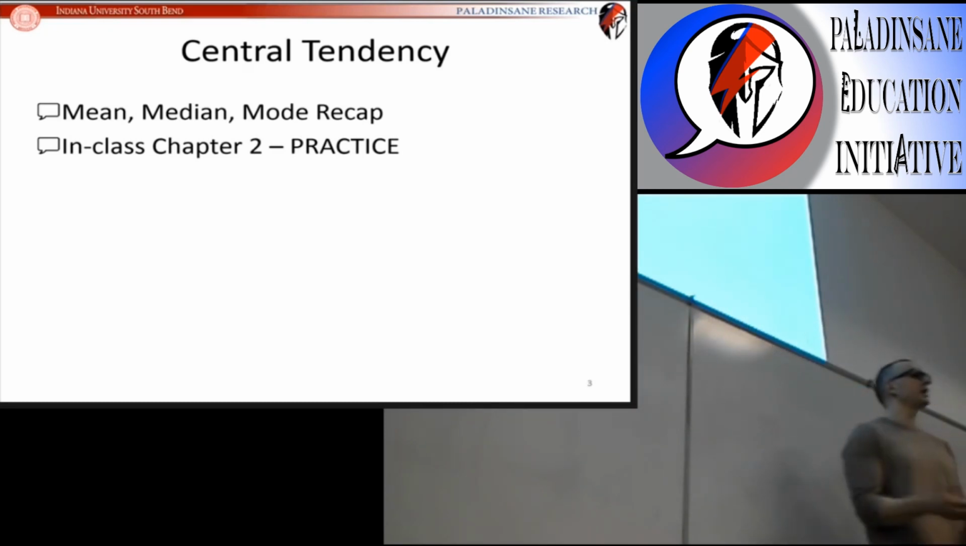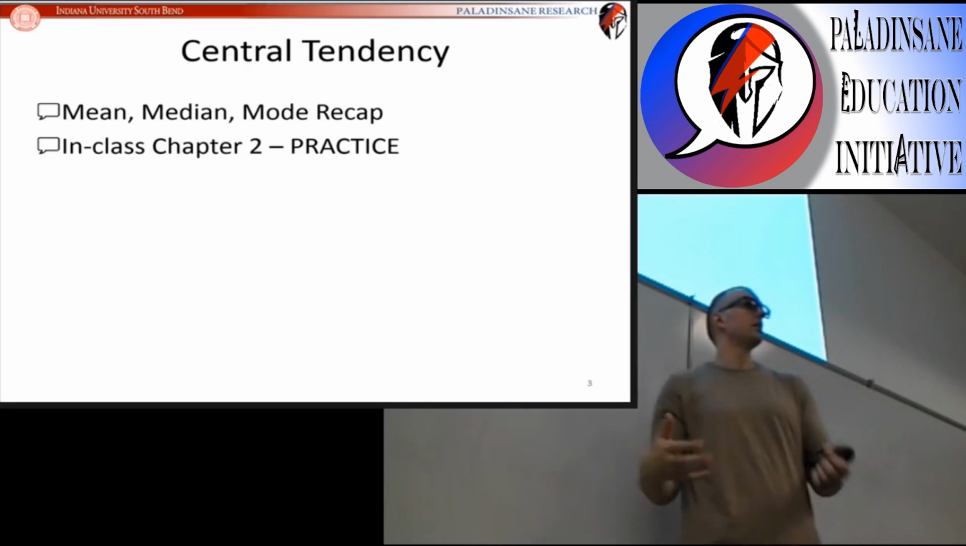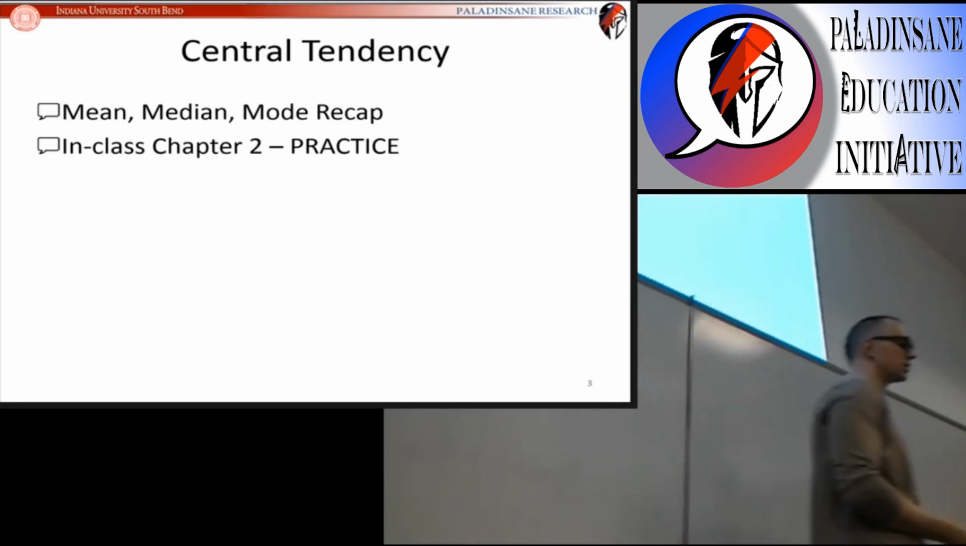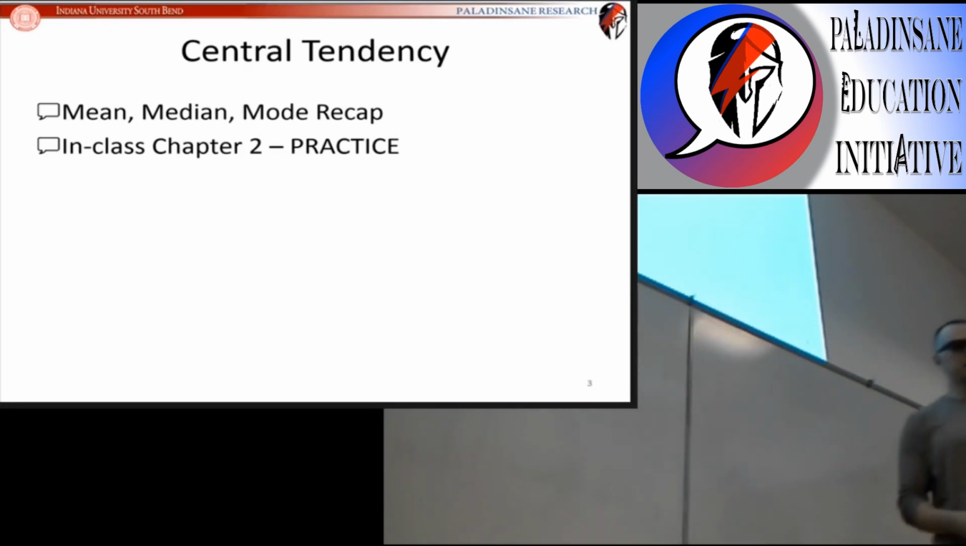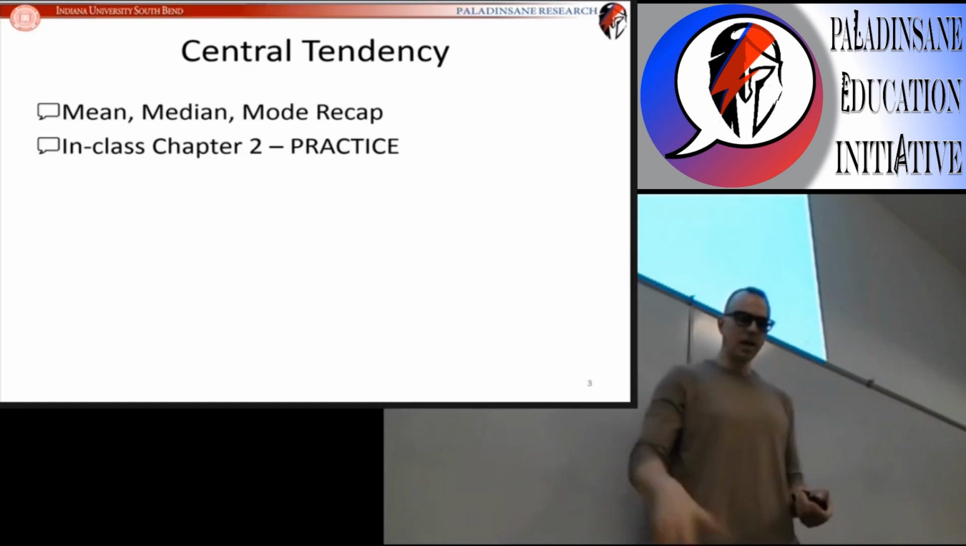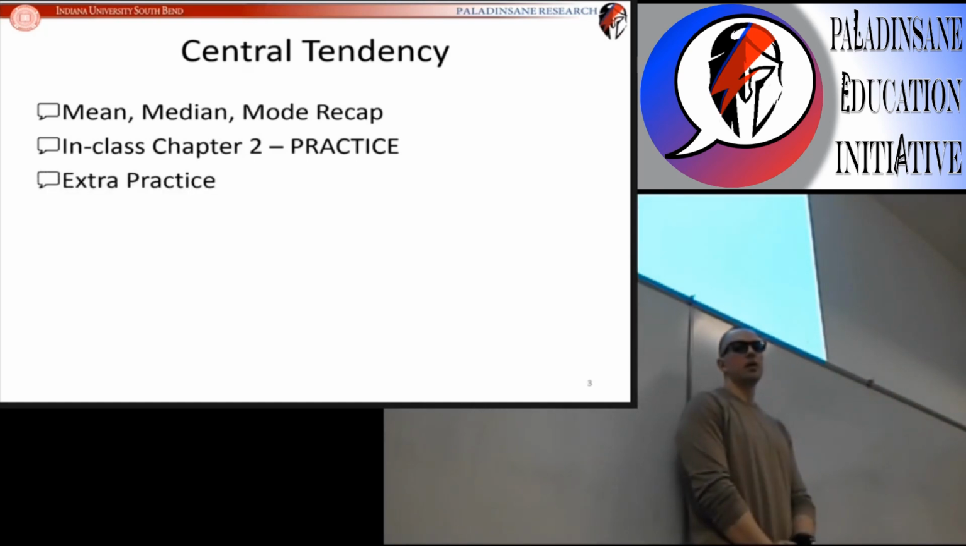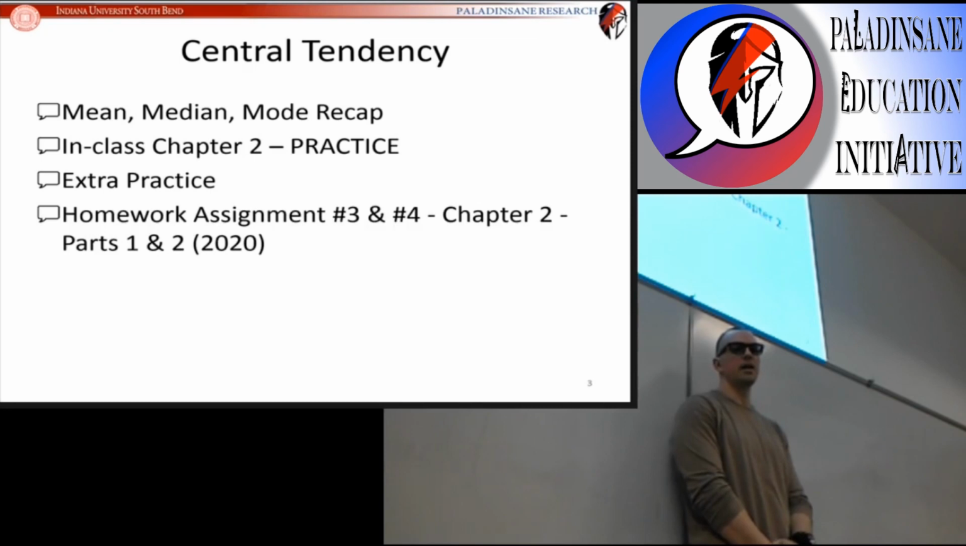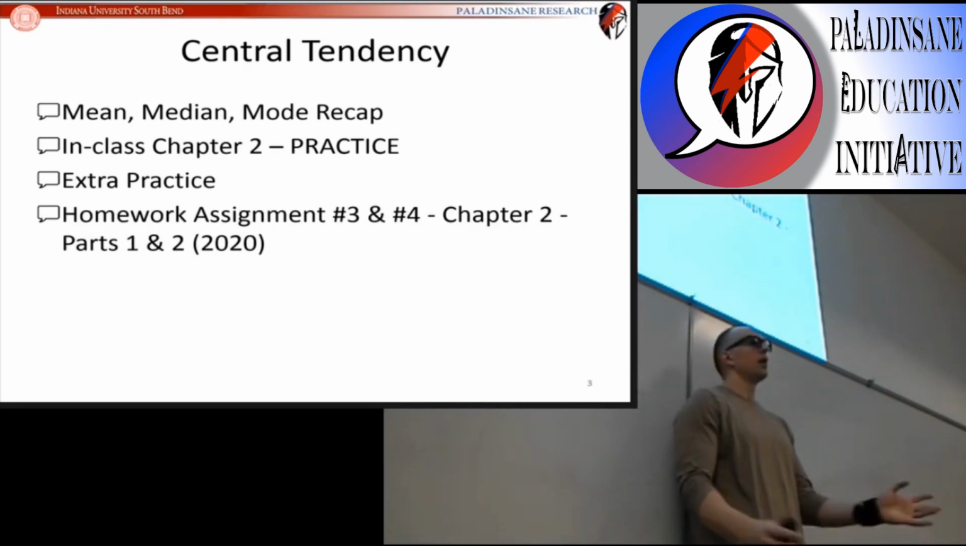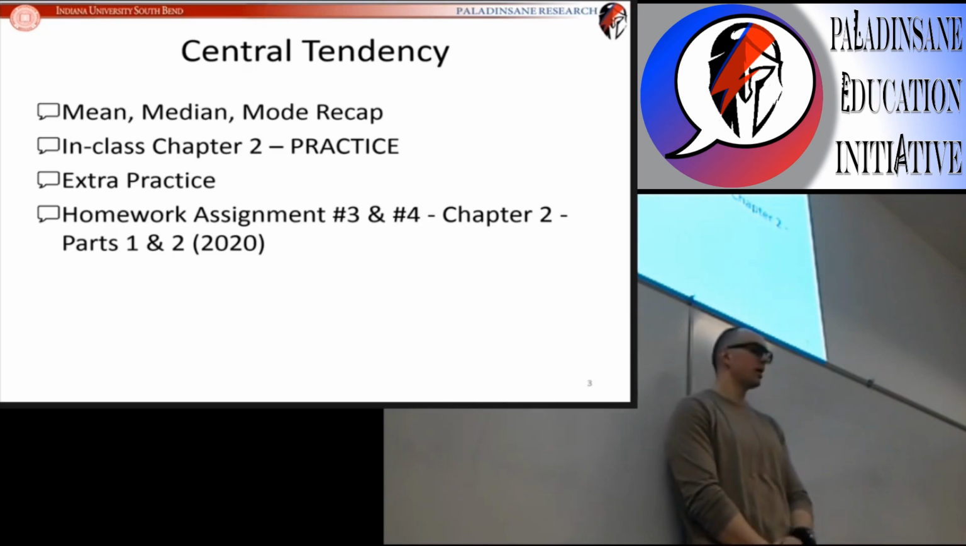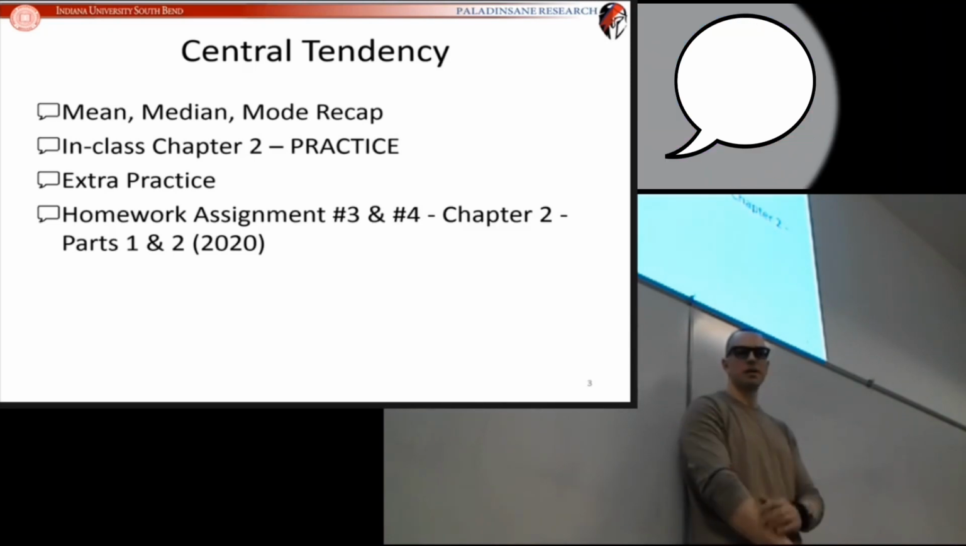We're going to see how to calculate all this using Excel, how to do that very quickly, and I'll teach you some shortcuts on how to speed up your Excel skills as well. And then we'll have time for extra practice, and then I'll make a note about the homework assignment that's coming up. We have to combine numbers 3 and 4, so I'll just make an announcement about that.